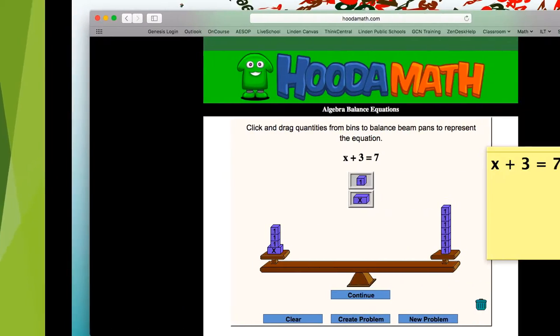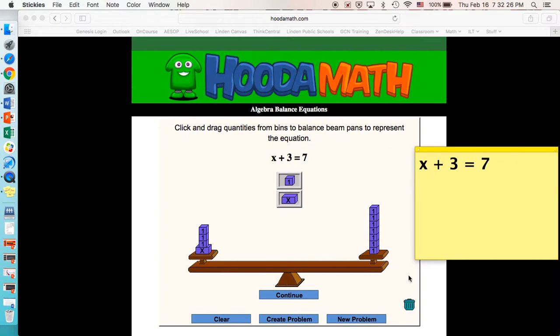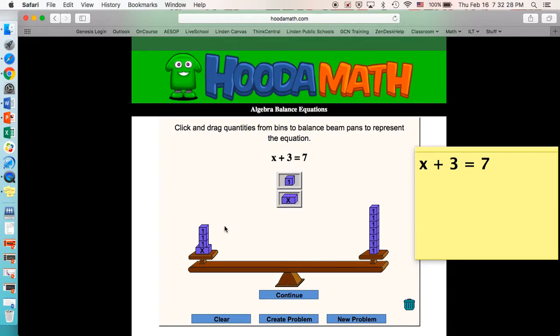So in order for us to use models, we are going to go to the Hooda Math website where I already have set up my balance, my scale, and it's nice and balanced, and I have my x tile plus 3 ones is equal to, or balances with, my 7 ones. And I also have my equation off to the side. So the whole idea of solving an equation is to get the variable, the letter, the x by itself.